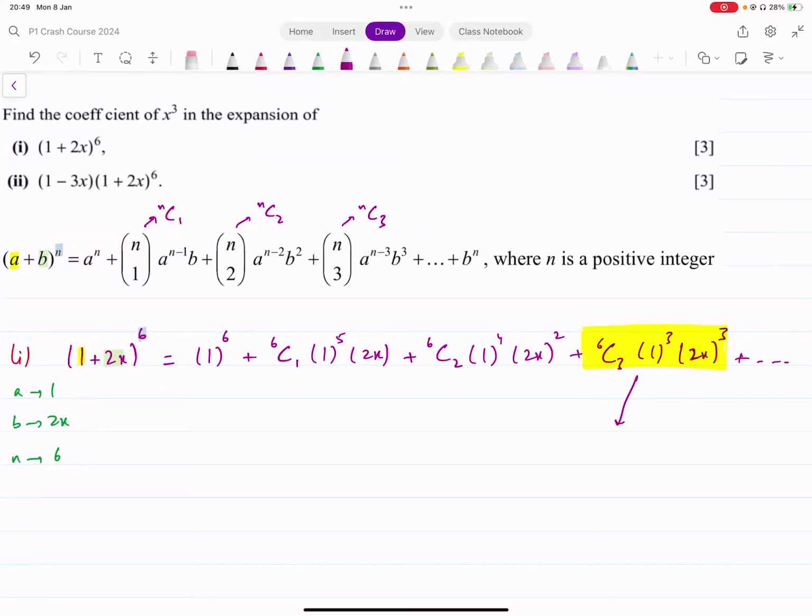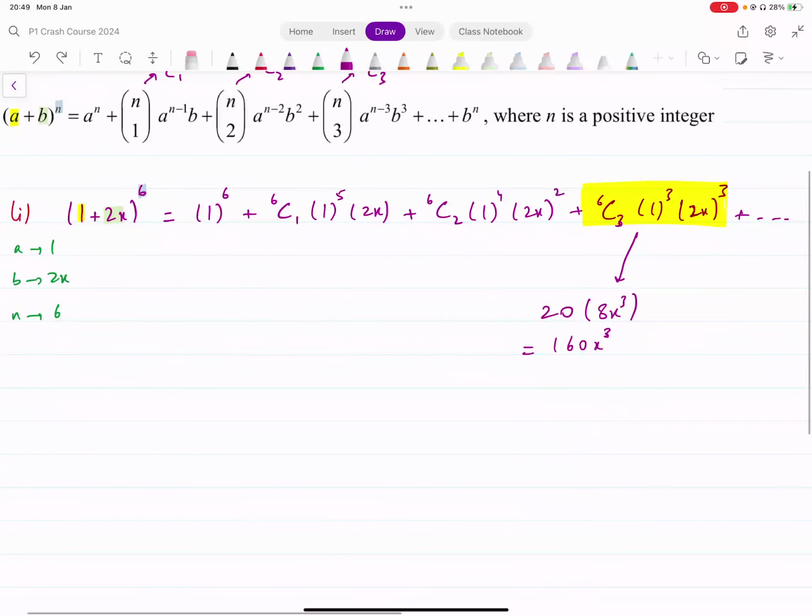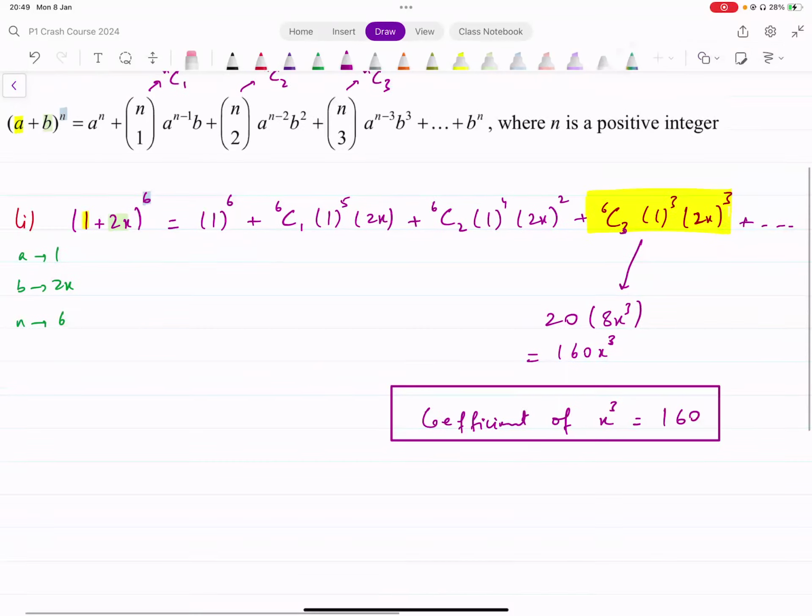Just simplify this term. What's 6C3? You'll do that on your calculator. 6C3 turns out to be 20 into 1 into (2x) cube. (2x) whole cube is 8x cube. That gives us 160x cube. That's what we were looking for. The question says find the coefficient of x cube. So what can you say now? You can say the coefficient of x cube is equal to 160. That is what we were looking for.